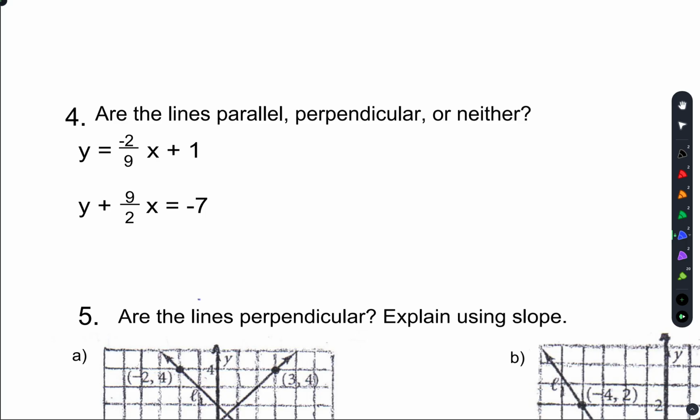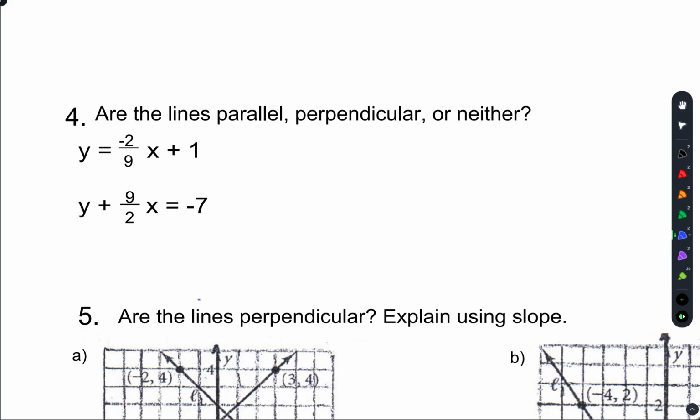Number 4, are these lines parallel, perpendicular, or neither? Casper. What are we missing? It's okay, I'm trying to trick you. Casper? Yeah, it's written like that to trick you.